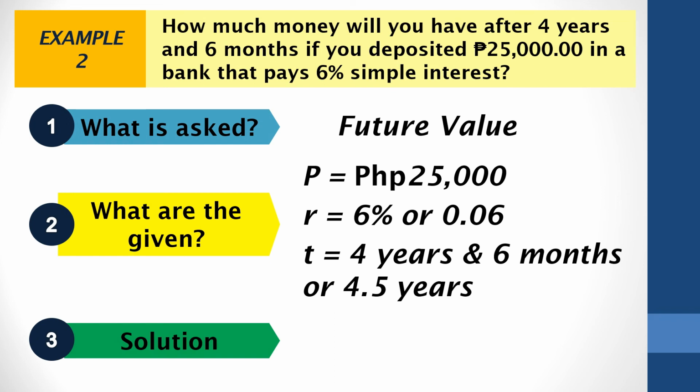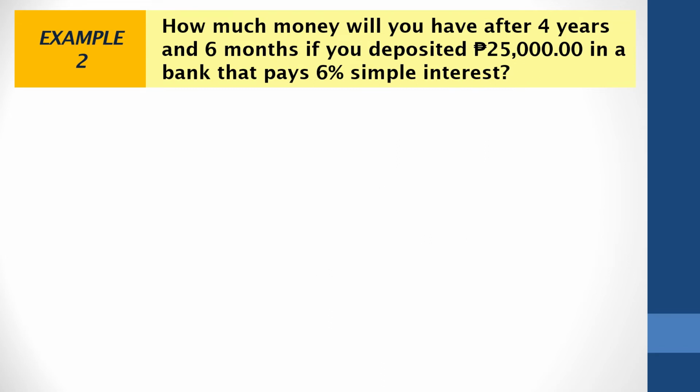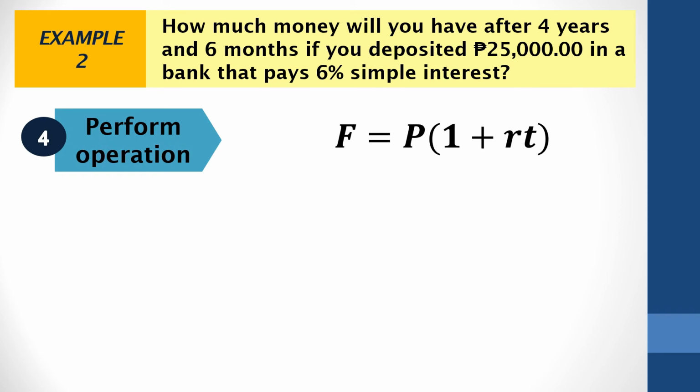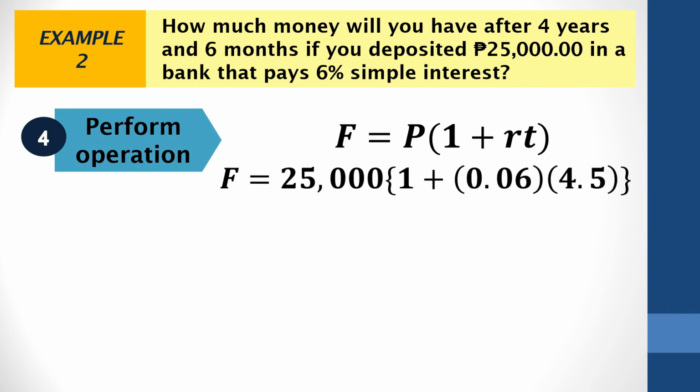years. So, ano ang ating formula na gagamitin? Let us use the formula in finding the future value or the maturity value. We have F equals P times 1 plus RT. Perform operation. We have F equals P times 1 plus RT. Of course, let us substitute the given values to our formula. We have F equals 25,000 quantity 1 plus our R is 0.06 times 4.5. Of course, we should use calculator para mas madali po yung process ng pagsagot natin.